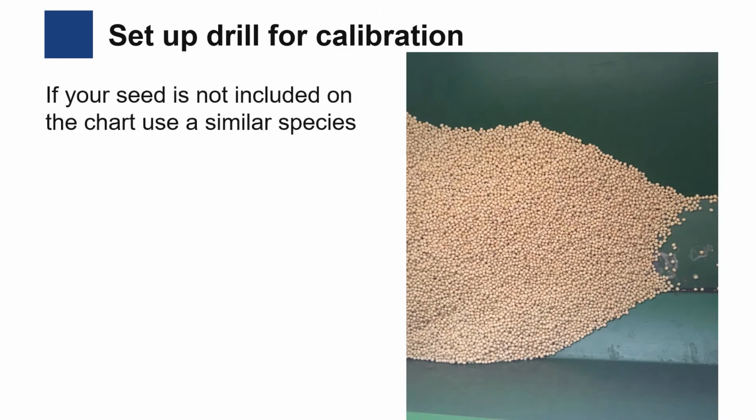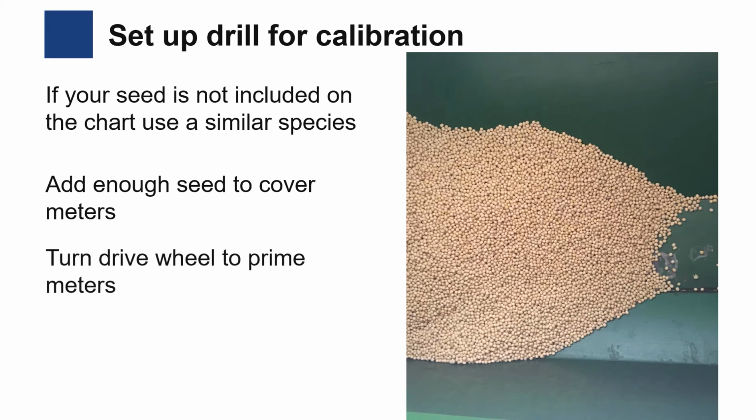If your seed is not included on the chart, estimate a seeding rate by selecting a similar sized seed. This will give you a first approximation. Ensure that enough seed has been added so that the seed cups are full and the seed metering fluted wheels or sponges are completely covered and will remain covered as the seed is metered out during the calibration process.